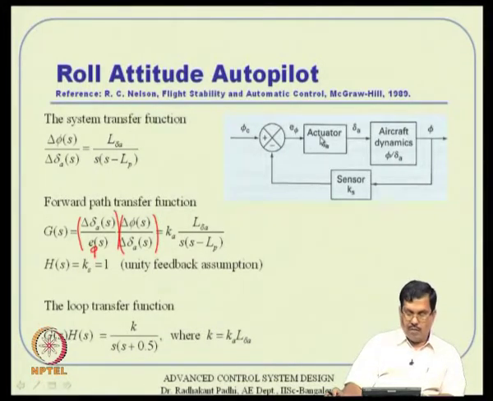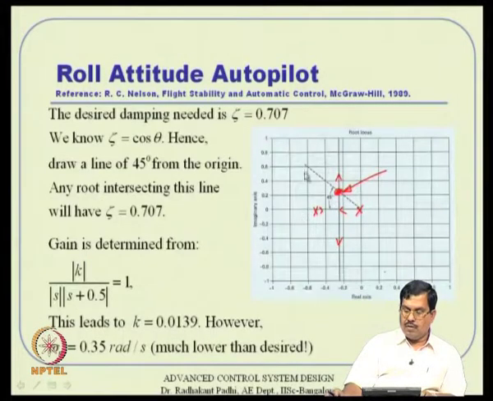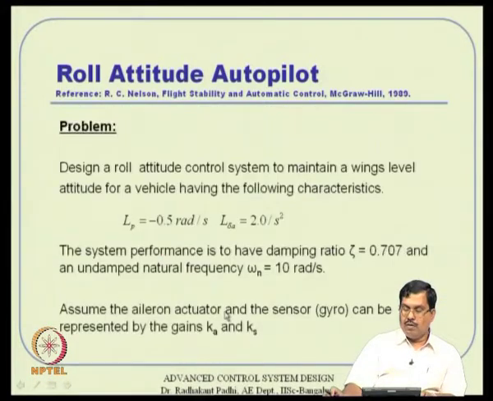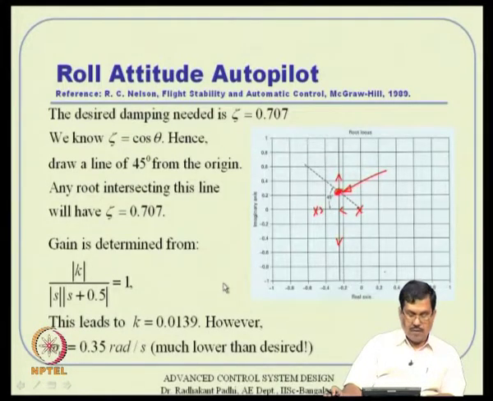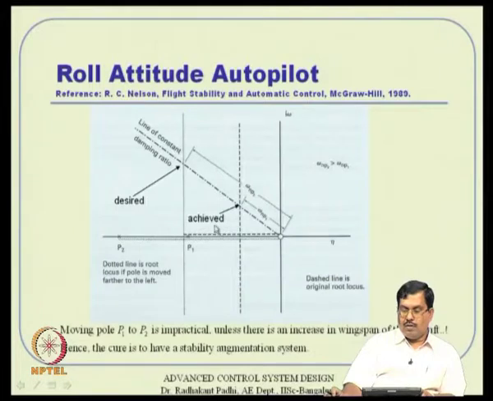But once you know the k a value, that is not sufficient. It satisfies this zeta condition, because we have selected it that way. But what about the omega n condition? And omega n in this particular case, if you go back and compute, turns out to be nothing but 0.35 radian per second, way less than the desired value of 10 radian per second. That is what we wanted. So, we cannot do the job simply by gain tuning, that is the message. One thing can be achieved, not both. So, now how do you do both? And that is where the stability augmentation system comes into the picture.